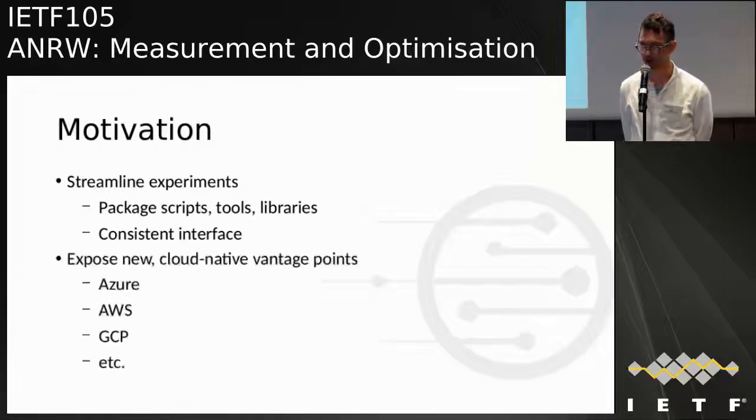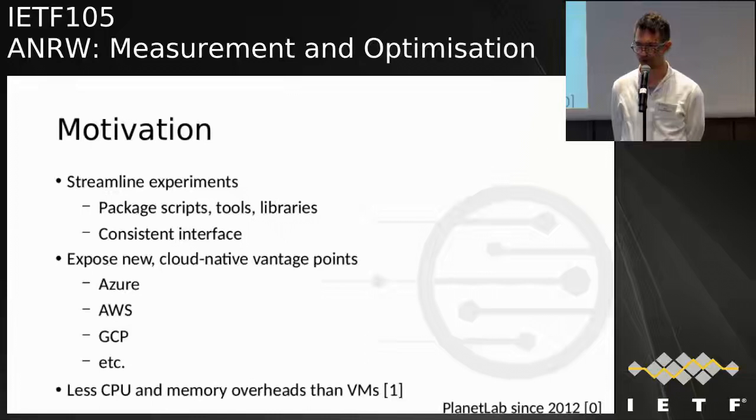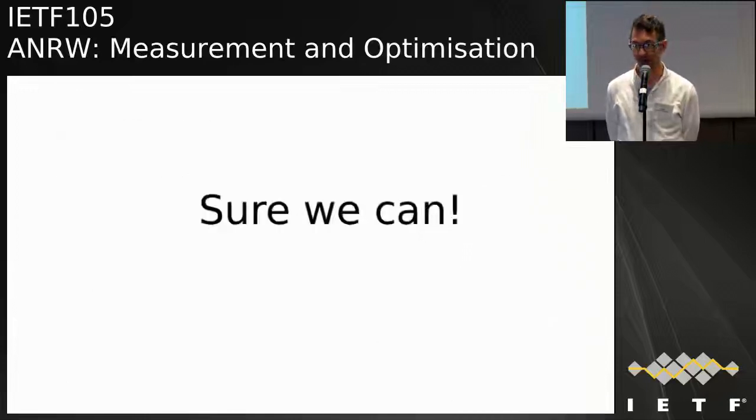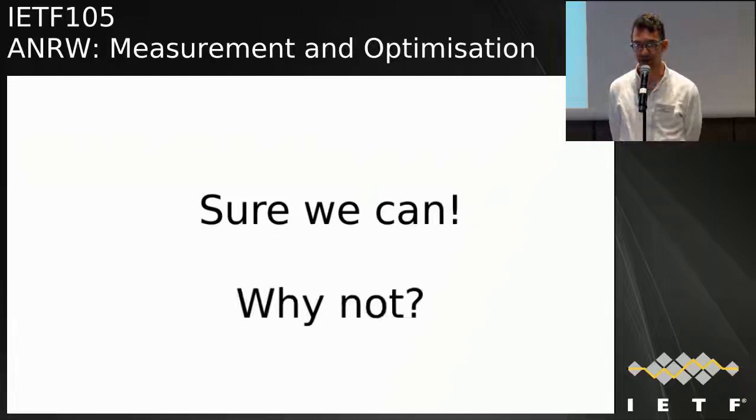So this exposes new cloud native vantage points: Azure, AWS, Google Cloud Platform, and a number of others. And of course, internet measurements also benefit from having less CPU and memory overhead compared to VMs. And this little ghost that's been hiding on the right of this slide is a reference that PlanetLab has actually been using LXC containers as their experiment allocation unit since 2012. So to answer the question we started with, sure we can. It's already been done in PlanetLab, for example. But we want to look in this study at why not.